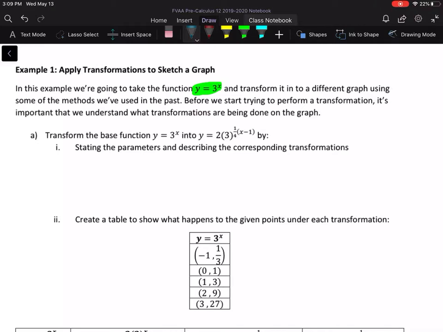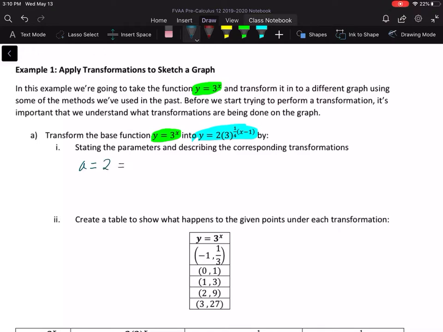Before we start trying to perform a transformation, it's important that we understand what transformations are being done to this graph. So, transform the base function of y is equal to 3^x into y is equal to 2 times 3 raised to the 1 over 4 bracket x minus 1. All right, so stating the parameters and describing the corresponding transformation. Okay, so the a, b, h, and k values that we have here. So a is equal to 2, right?